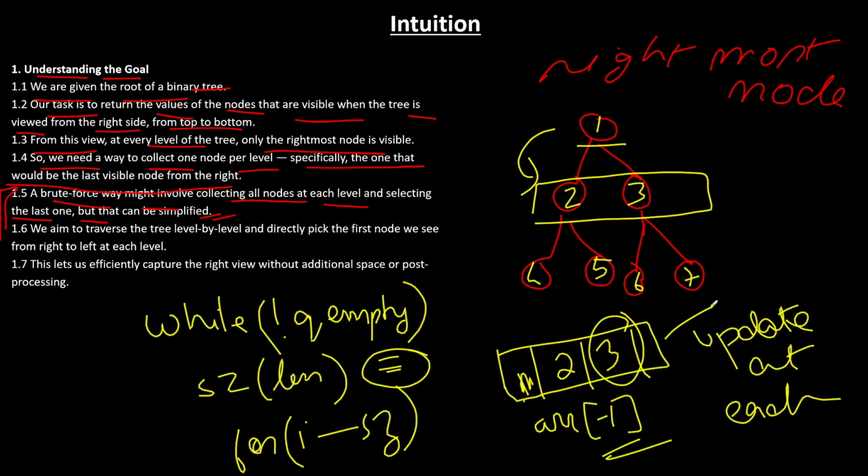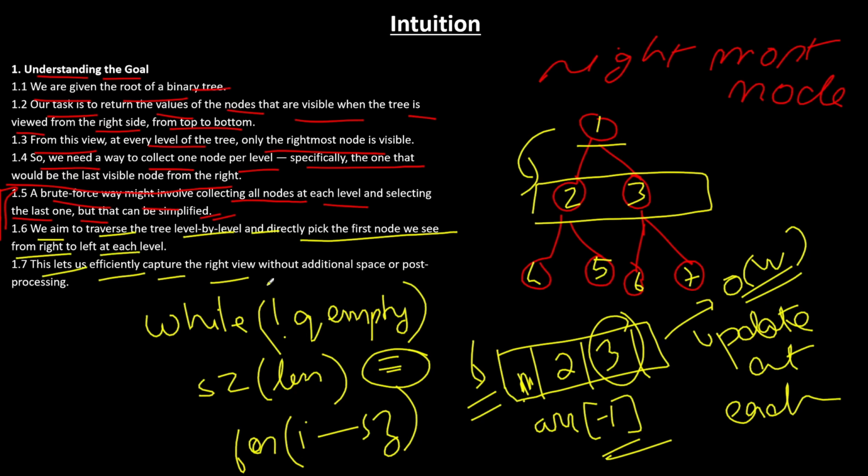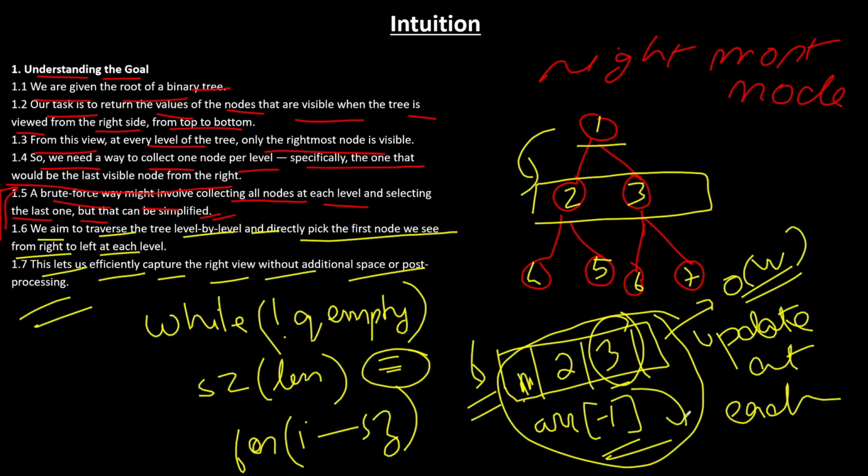But this will take an extra space of O of W, correct? So we have to remove this. We aim to traverse a tree level by level and directly pick the first node as we see from the right to left at each level. This lets us efficiently capture the right view without additional space or post processing. To remove this particular space, where we store it in the vector, then pull out the last value, then store it again in the main array to return, let's do something else.